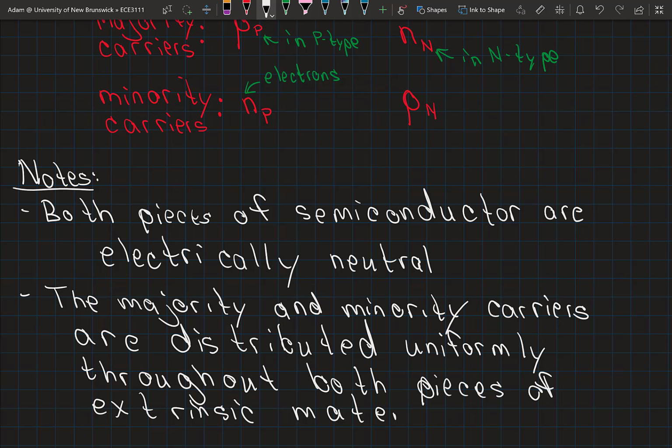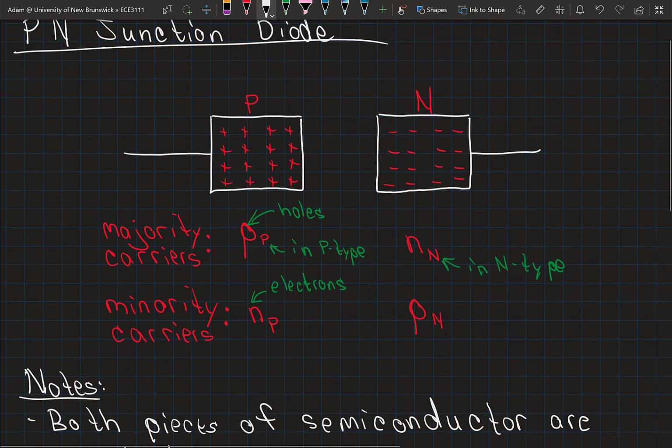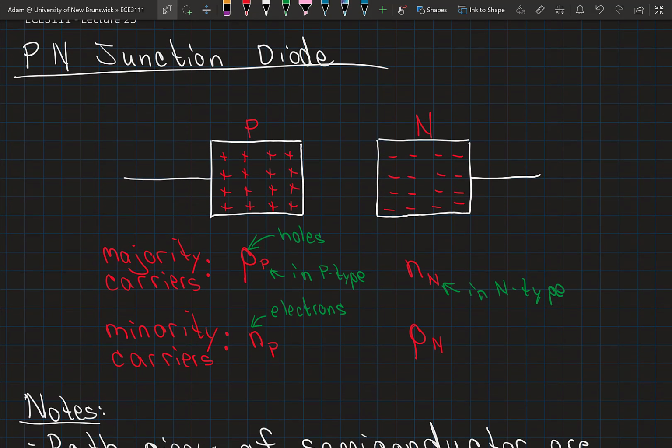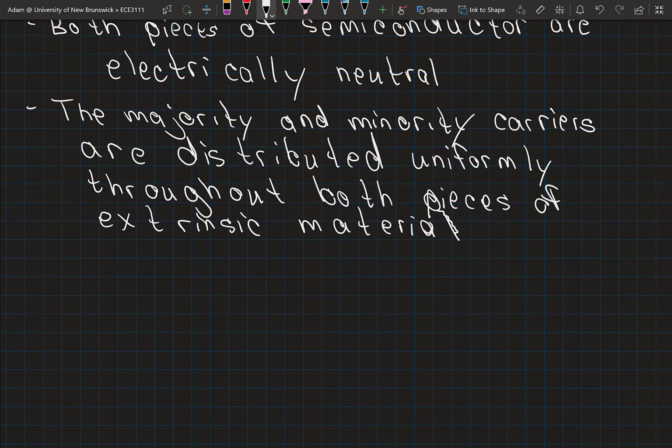Okay, so this is the case. These notes apply to this case where we have an individual isolated piece of P-type material and an individual isolated piece of N-type material. But now we want to go and join them together to form our diode, our PN junction.